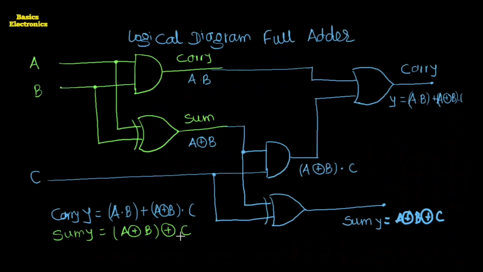OR gate. Now we will apply the inputs. Two input combinations we apply, and the remaining output combinations we provide in the truth table. Okay, so for example, suppose we apply the input A equals 1, B equals 0 and C equals 1. We applied the input A equals 1, B equals 0 and C equals 1.